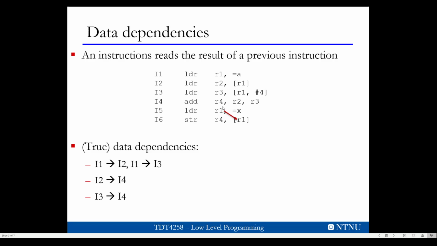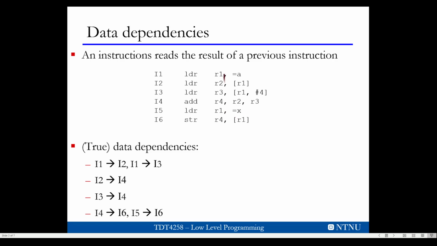Similarly, I5 writes to R1 and I6 reads it. So this is another dependence. Also, I4 writes to R4 and then I6 reads this R4 and saves this in the memory. So this is also a dependence. Okay, so what we have seen now is that some of the instructions are writing while the others are reading. So data is moving between these instructions. So there is a dependence.